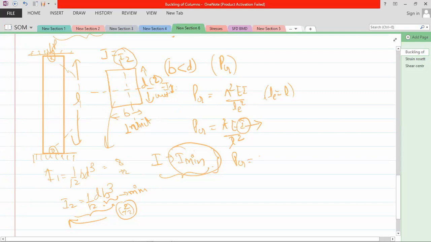So the P critical should be pi square E into I minimum by LE square. So I defined every term. What is the meaning of P critical? What is the value of I? What is the value of L? So I am hoping that you are getting how we define the Euler buckling.